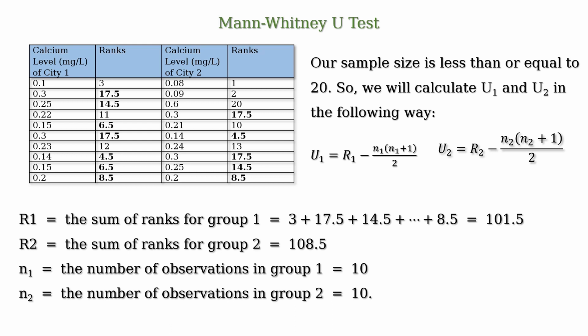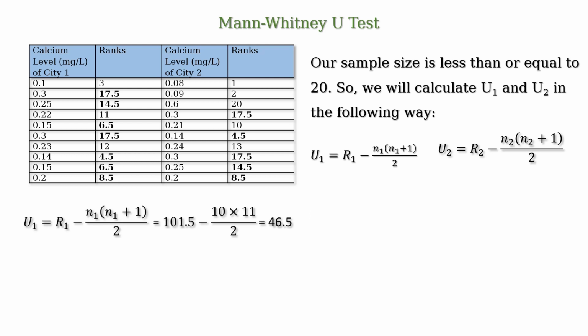Here, R1 is the sum of ranks of group 1 and that is equal to 101.5 after calculation. R2 is the sum of ranks for group 2 and that is 108.5 after calculation. N1 is the number of observations in group 1, that is equal to 10, and N2 is the number of observations in group 2 and that is equal to 10. So, if we put the values, then U1 is equal to 46.5 and U2 is equal to 53.5 after calculation.